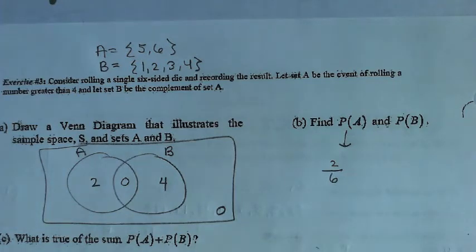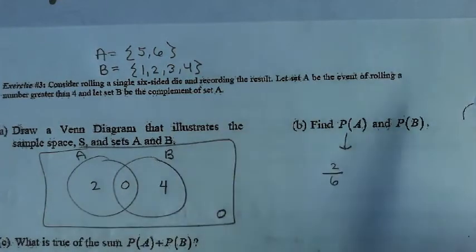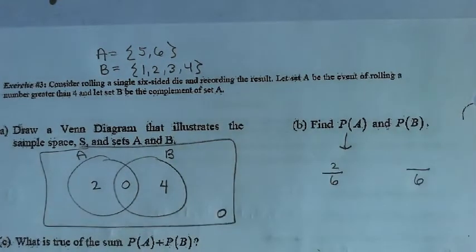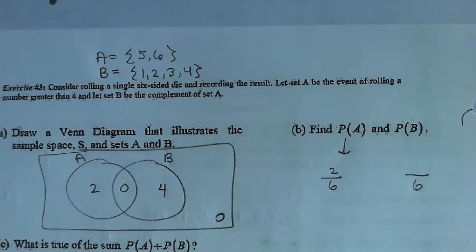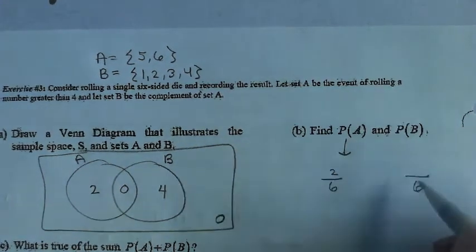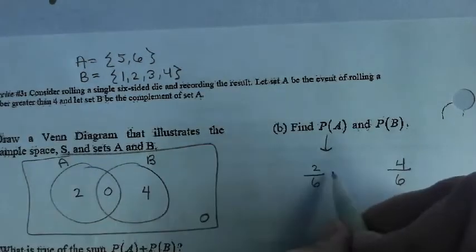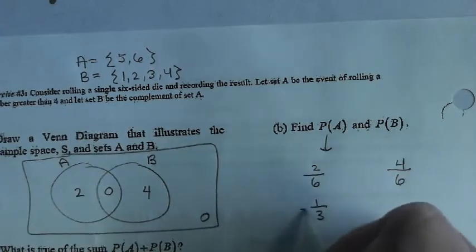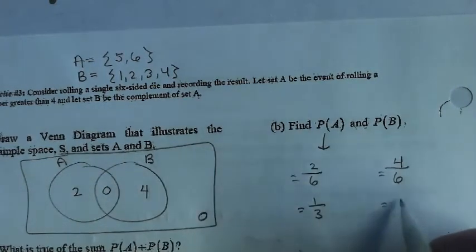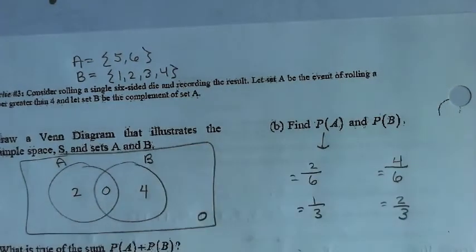Okay. And then in B, again, there's 6 outcomes when you roll a die. You can get a 1, a 2, a 3, a 4, a 5, or a 6. So there's 6 possible things that will show up. Of those 6, how many are in set B? 4 of them. So this simplifies to 1/3, and this one simplifies to 2/3.